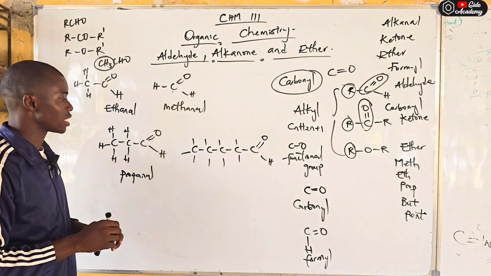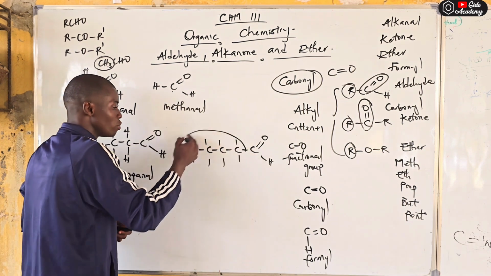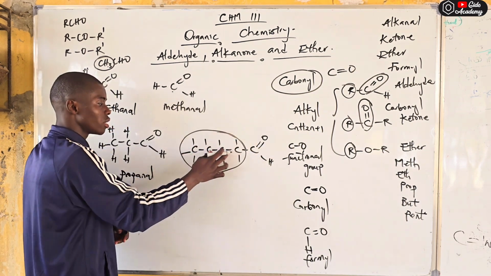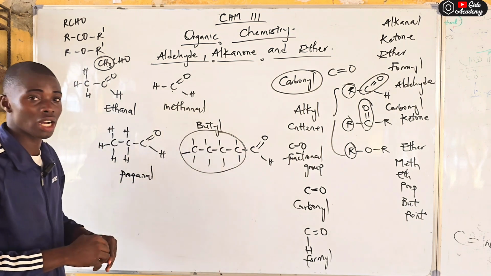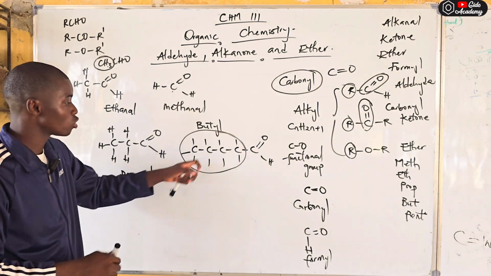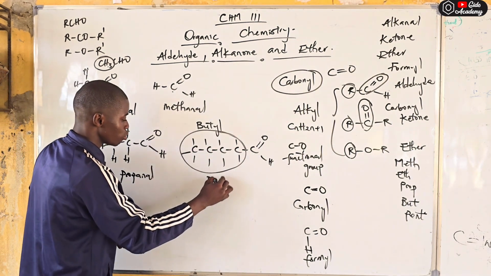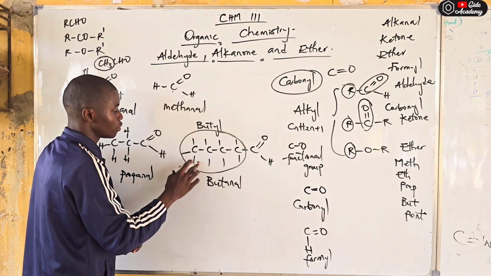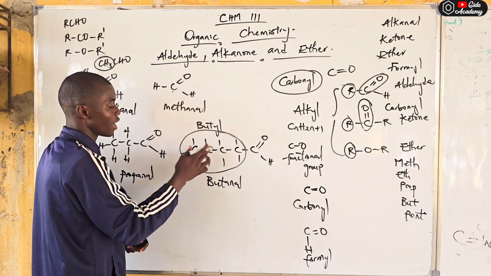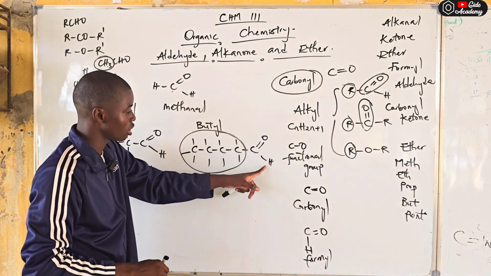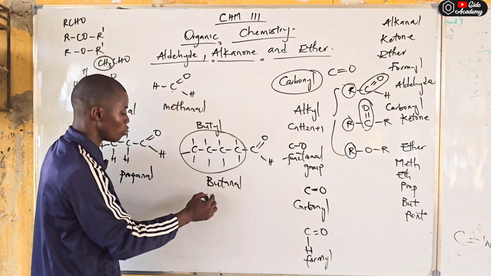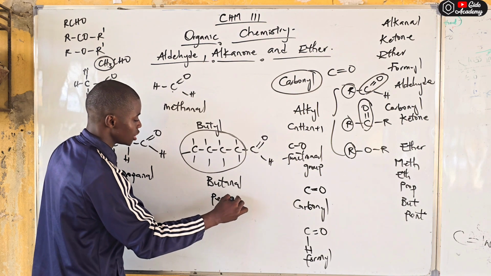Now, as long as it is a 5-member, how many alkyl groups are attached to it? 1, 2, 3, 4. 4 is what? Butyl. Even though you are attaching a 4-carbon alkyl group to it, that doesn't make it butanal. If you count all the carbon atoms, you have 5 carbon atoms because of the functional group. The functional group there is CHO. So if you add the functional group to it, it will become what? Pentanal. So butanal is a wrong name.